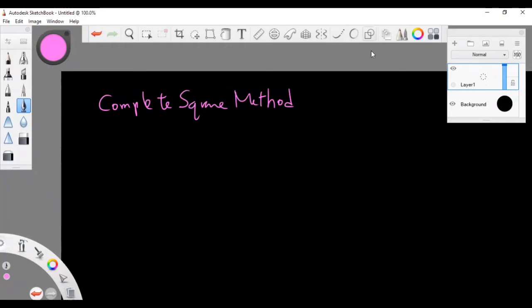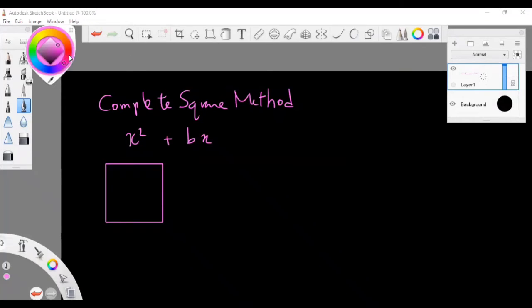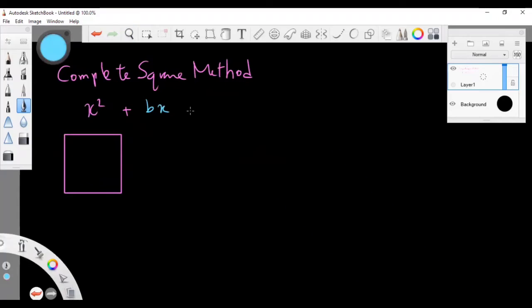So again, I want to draw a square with x squared plus bx. So bx means b times x, right? So I better use the other color, bx. So where's the c later on? We have to ignore this at first, okay? So let's say bx is like this. I just make it thick.